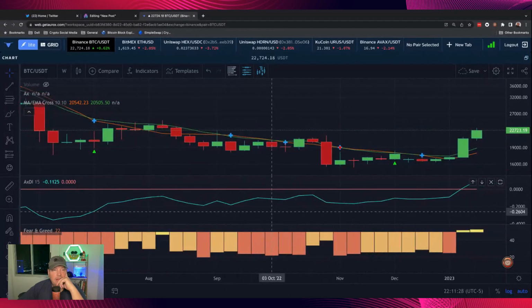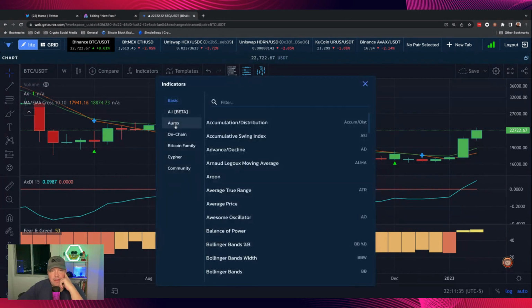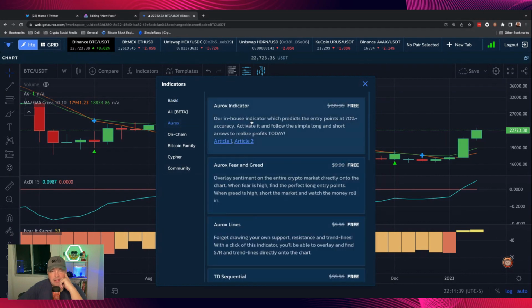All right. Now, before I go any further, let's talk about the indicators. If you're new to Aurox, this is where you find the Aurox indicator. These are all the different types, but you go to Aurox indicator. What is the Aurox indicator? It's our in-house indicator which predicts the entry points at 70% plus accuracy. Activate it and follow the simple long and short arrows to realize profits today.